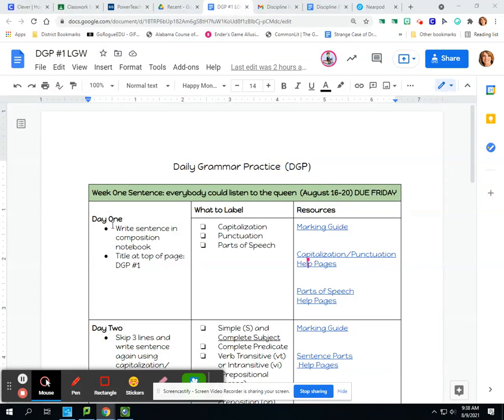Okay, so it tells you to write the sentence in your composition notebook. And here is the sentence. Everybody could listen to the Queen. Okay, write it just like I have it on the Google Doc here. Don't capitalize anything. Don't put any punctuation in. You want to write it just like that and put a number 1 out beside it, because this is day 1.